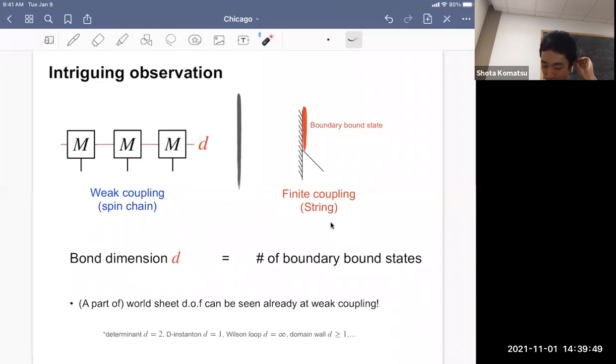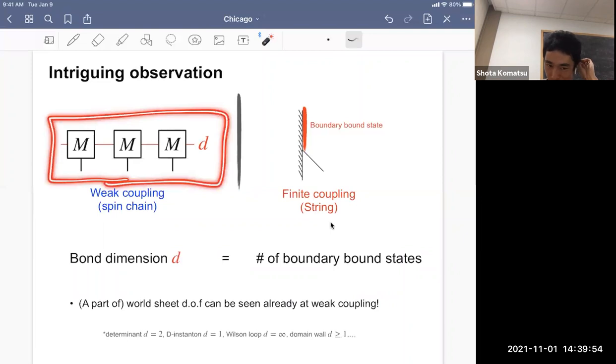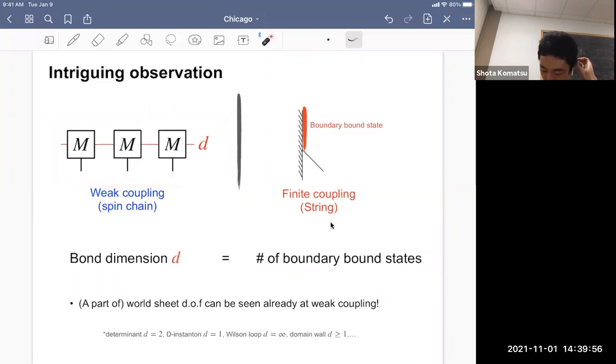So this basically suggests that although this computation was done at tree level, it already knows about the worldsheet degrees of freedom. So worldsheet degrees of freedom can be seen already at weak coupling. And by the way, this D was 2 for the determinant operator because we had 2 determinants and 1 single trace operator. And for the D-instanton, D is 1. And for the Wilson loop, D is infinite. And for the domain wall, you can take any integer value depending on the situation that you study.